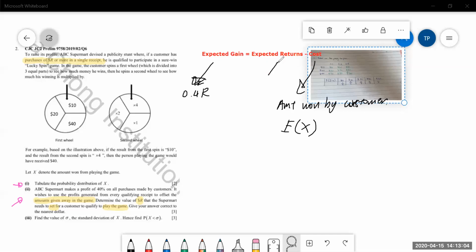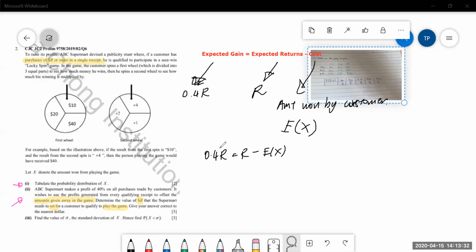It should be R, right? Because the customer is going to spend R dollars. The R dollars minus the cost, we're going to get 0.4R. Yeah, correct. So I just calculate E(X) equals 0.6R. I will interpret it this way, but we need to check the answer.